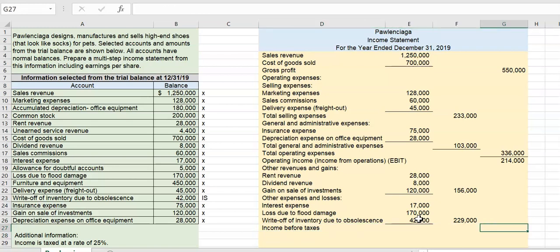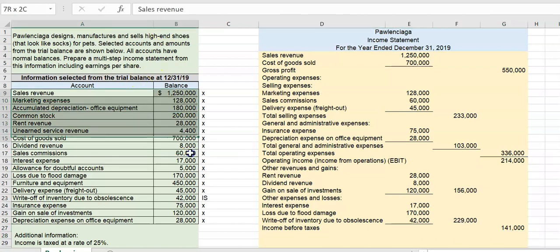And what is income before taxes? It's equal to operating income adjusted for the other revenues and gains and other expenses and losses. So we need to think about what we need to add and what we need to subtract. To my operating income, I need to add other revenues and gains and then subtract other expenses and losses. So income before taxes is $141,000.